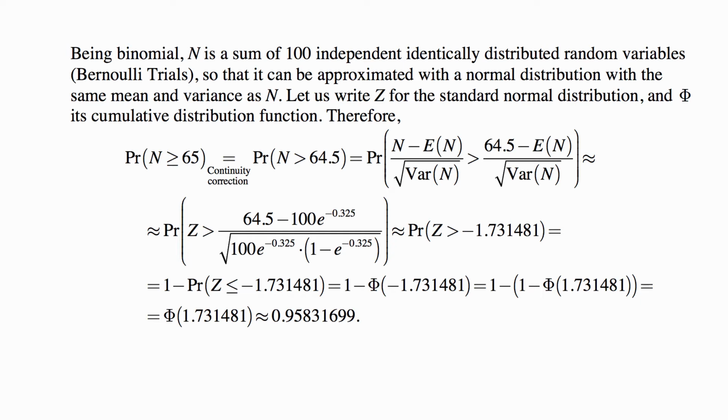And then we subtract the mean and divide by the standard deviation for N, and for the right-hand side the same way. When you do this, because N is approximately normal, the standardized version of it, meaning that it has a mean of 0 and standard deviation of 1, becomes standard normal.